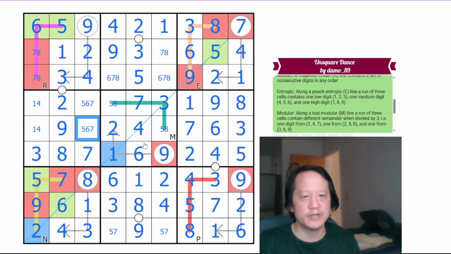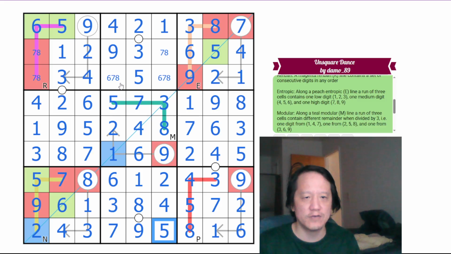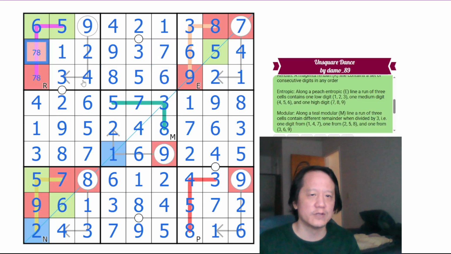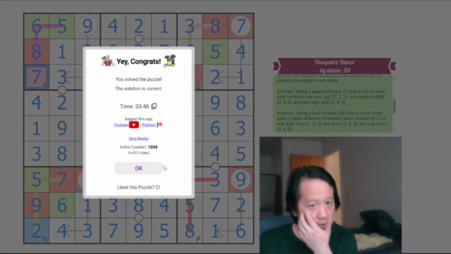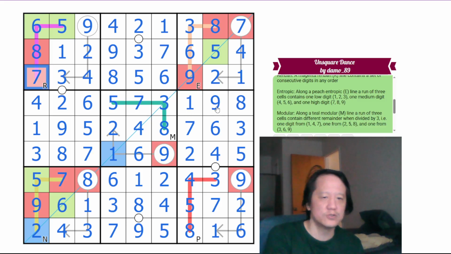7 and 6 eliminate 7 and 6 here, it's 5. 1 eliminates 1 here, so it's 4 and 1. No 5 or 7 there, it's 6. 8 eliminates 8 there, so it's 5, which makes this 8. 5 eliminates 5 here, so it's 7 and 5. No more 6 or 7 there, it's 8. That makes this 7, that's 6, and 7 eliminates 7 there, so that's 8 and 7. And that's the solution.